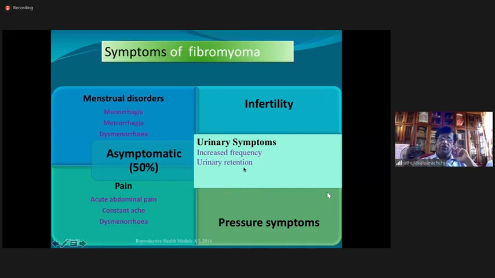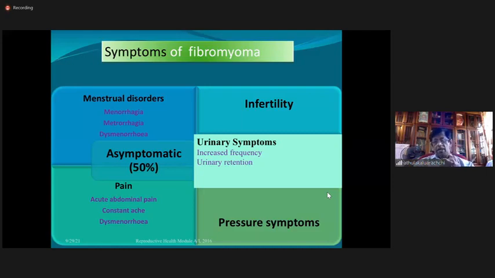Then, depending on where the fibroid is, it can cause urinary symptoms. If you have an anterior wall fibroid, you can have increased urinary frequency. And if you have a posterior wall fibroid, because this fibroid is in the pelvic cavity, when it enlarges, it can sometimes give you acute retention of urine. When the fibroids grow quite big, because of mechanical issues, they can cause certain pressure symptoms.